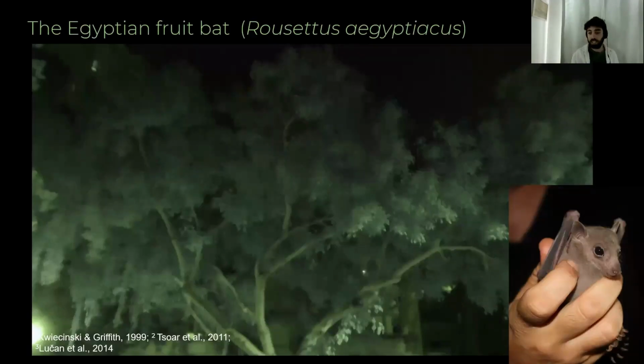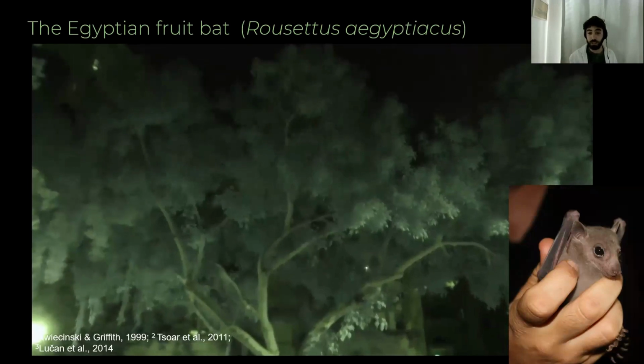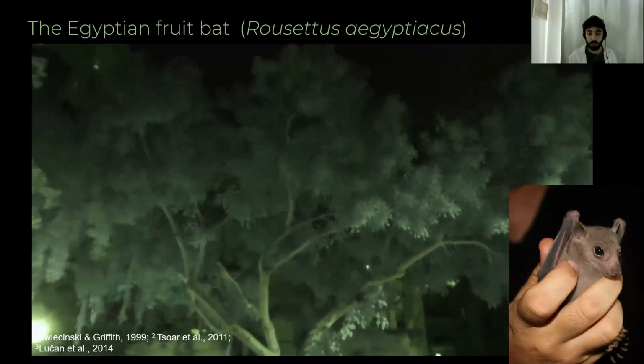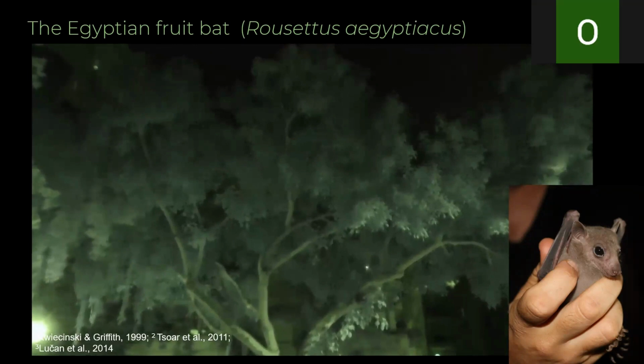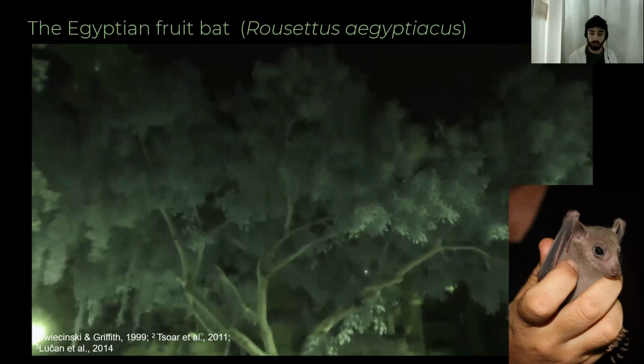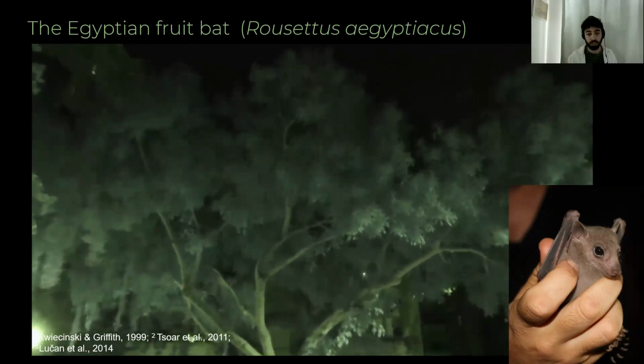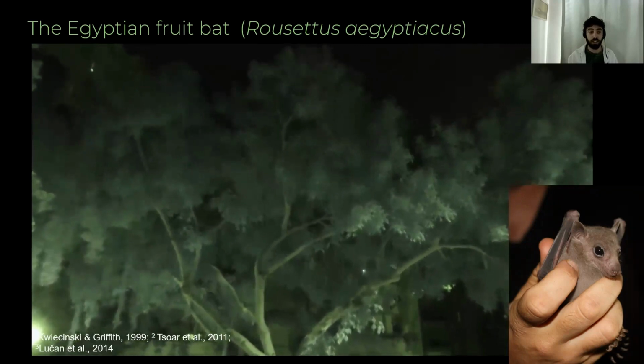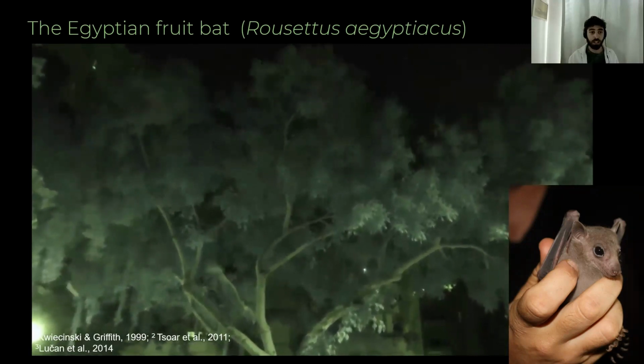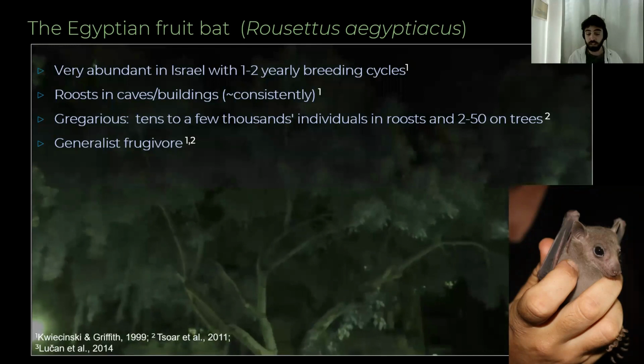Okay, let's talk more specifically about this species of study. So we are studying the Egyptian fruit bat. And as you can see from this picture, this is a very typical way of seeing them. This is a Ficus microcarpa tree in a small city in Israel. And you can see plenty of bats foraging on it in huge numbers. So it's a very abundant species in Israel.